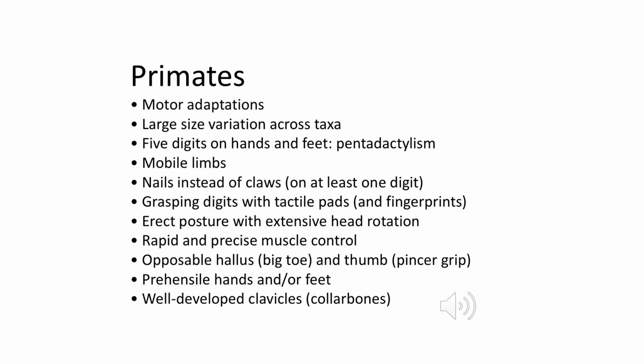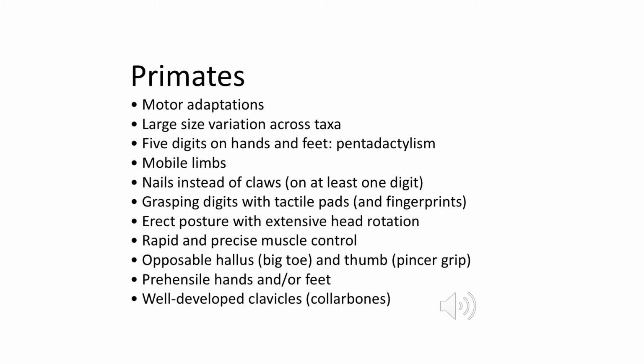We're going to see a trend towards nails instead of claws. As we move from our prosimians through to our humans, we're going to lose those claws and see nails. We have grasping digits with tactile pads and fingerprints, so we're able to grasp and hold. Again, think of our hands in relation to your cat's. We have a trend towards an erect posture and extensive head rotation. Again, being upright and being able to move our head all around so that we can see our environment.